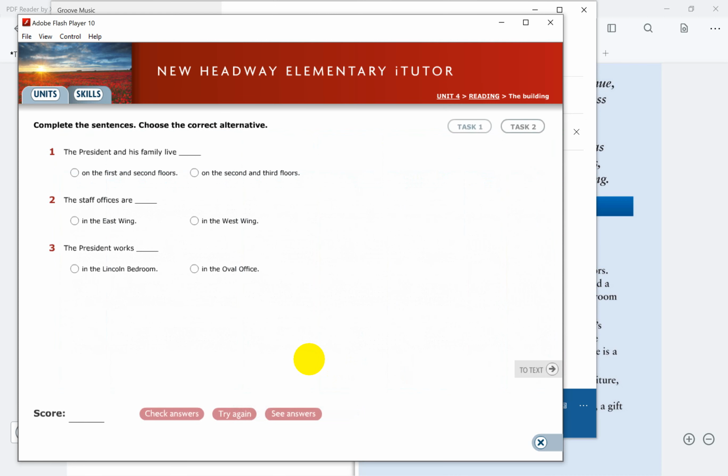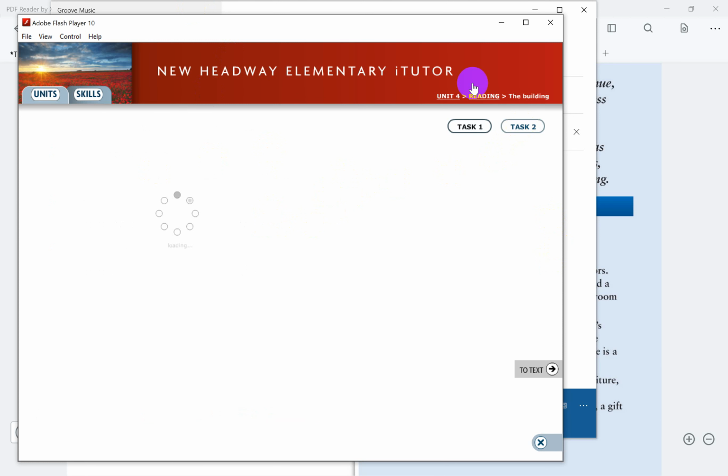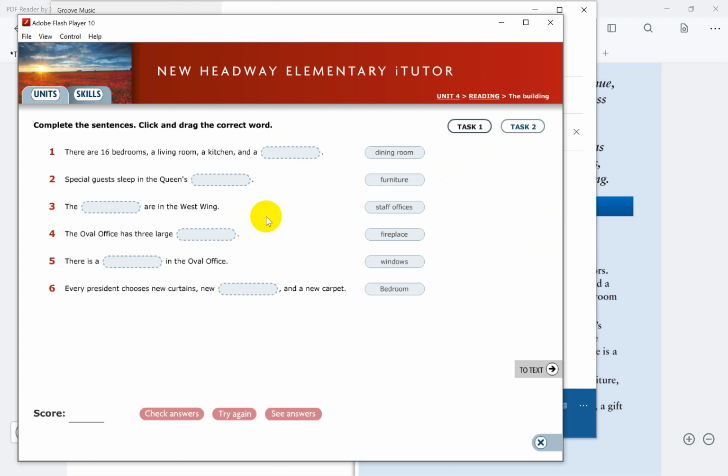So please answer this one also, not only one, and give me the answers through Google Meet. We will have also discussion. This is task one. Please look at it and try to get the answer, and also this one. Please try to find the answers.